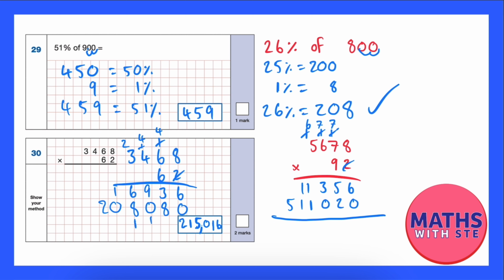6 add 0 is 6. 2 add 5 is 7. 3 add 0 is 3. 1 add 1 is 2. 1 add 1 is 2. And 5 left over. So the answer is 522,376. Great, let's do the next slide.